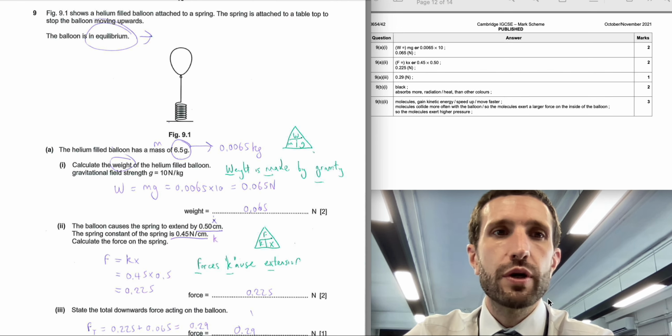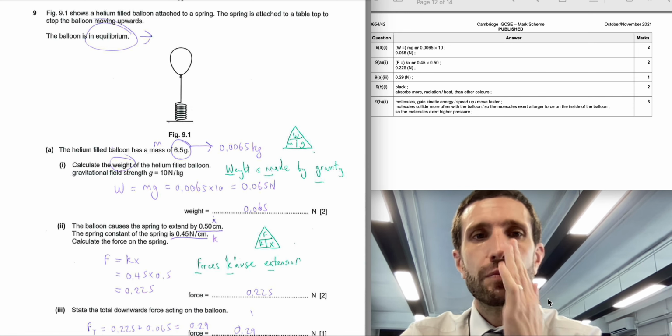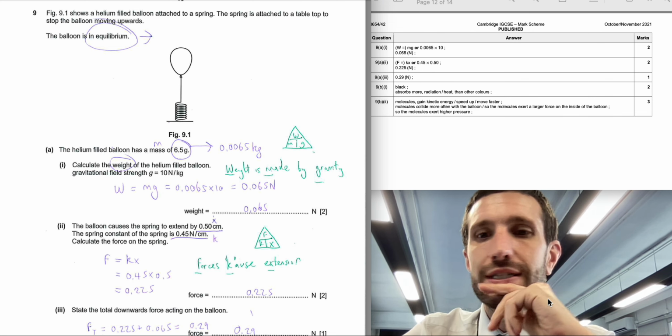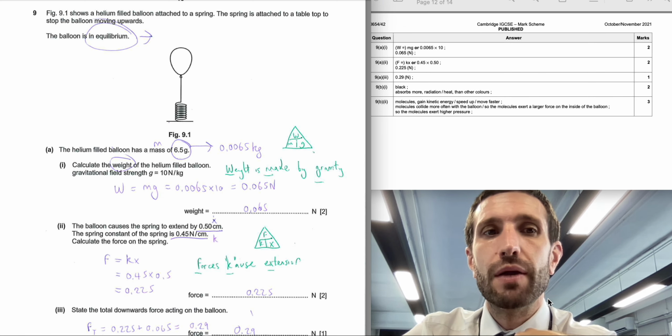We're looking here at question paper 4.2. Okay, question number 9 now, and this is winter 21, of course. All right, we're going to look at a kind of confusing situation where we've got a helium balloon attached to a spring, obviously. The spring is attached to a tabletop, and the balloon is in equilibrium.